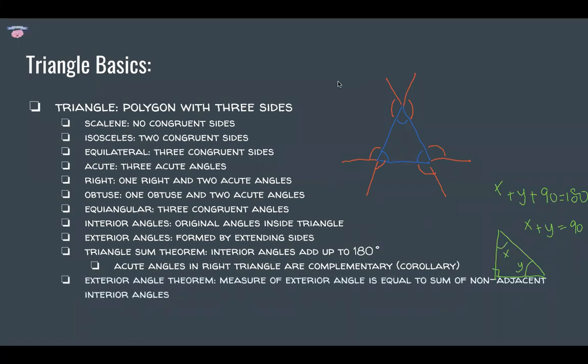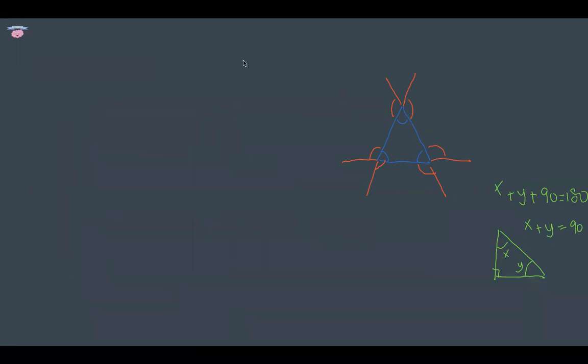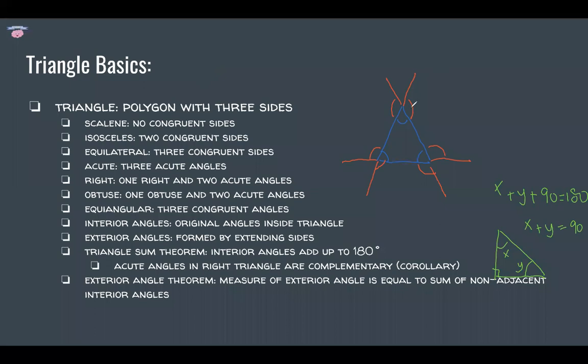Exterior angle theorem: the measure of an exterior angle is equal to the sum of the non-adjacent interior angles. So let's say we're talking about this one right here. Let me color this in. We're talking about this exterior angle. This is an adjacent angle, so we ignore that. These two are not touching it, so they're non-adjacent. So the measure of this, x, is equal to the sum of y and z. x is equal to y plus z. And we can prove this. We know this would have to be 180 minus x.